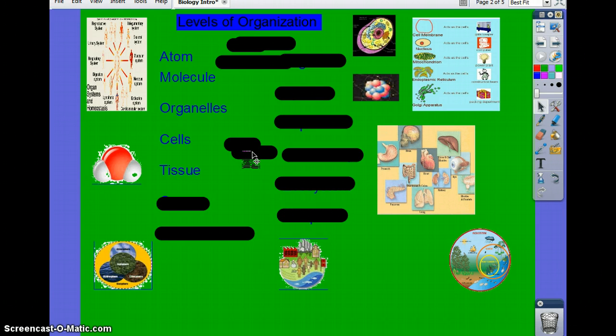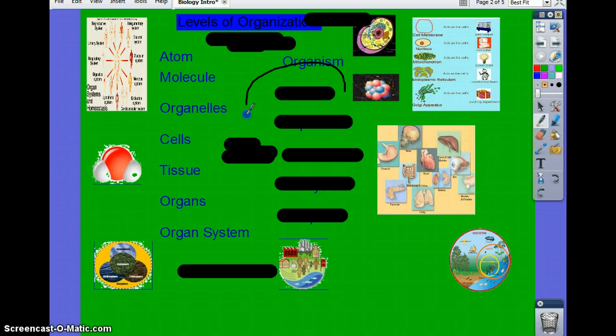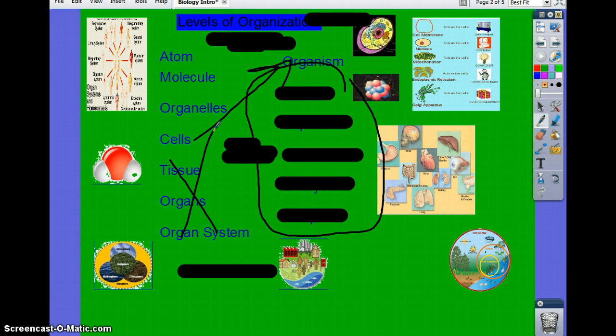Tissues combine to form organs. And organs working together, organ system. And organ systems form organism. Now, this is in your notes. This that I'm circling right here, we're going to cover in the latter part of bio, or if not, you'll take it in environmental. But I want you to know before I move on, can you go from here to here and not have any of these and still be alive?